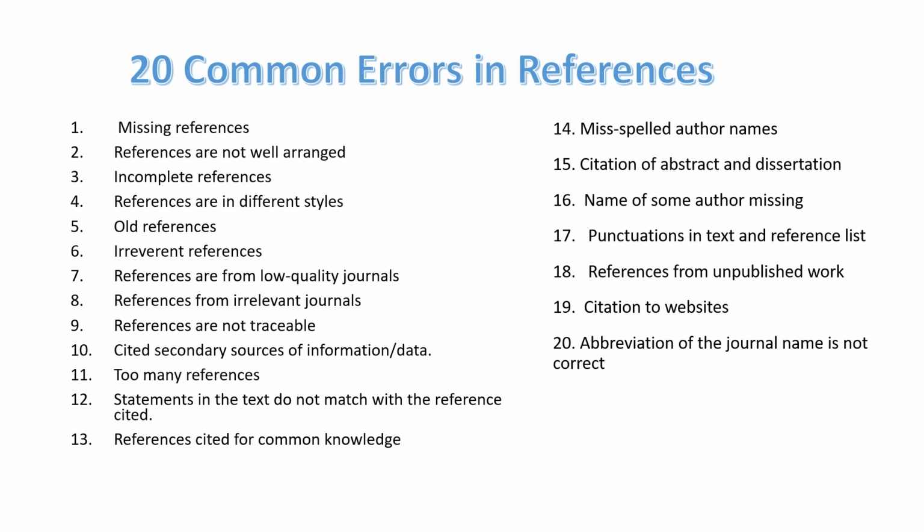So these are the 20 main common errors in the reference list, and you must avoid all these mistakes in your reference list to make your reference section proper. A good reference section gives a good impression to editors and reviewers.